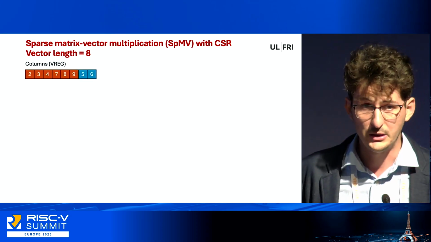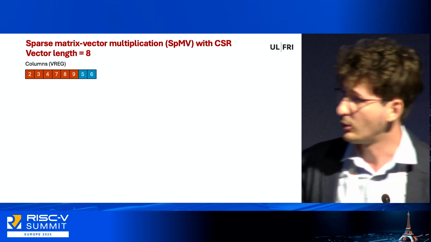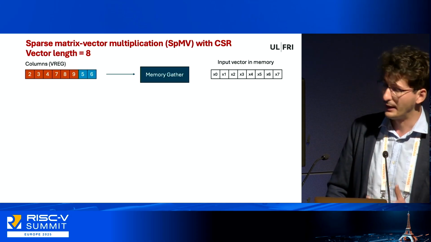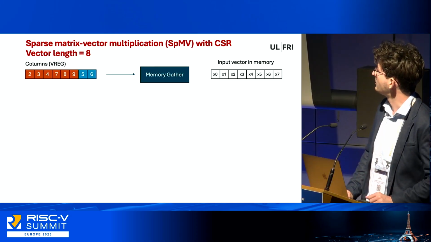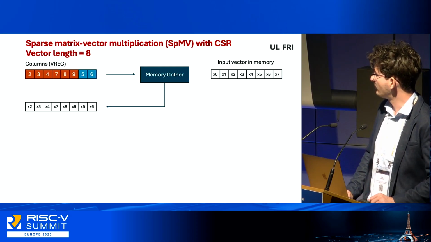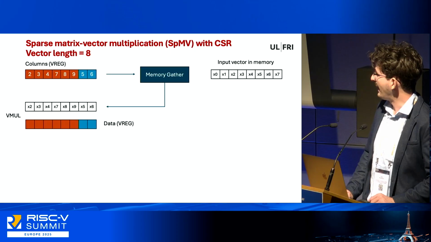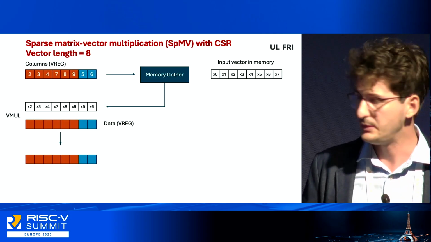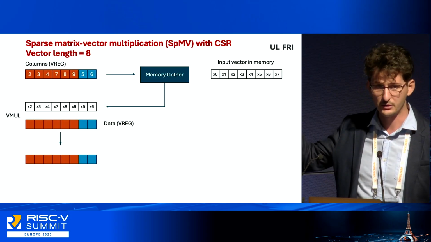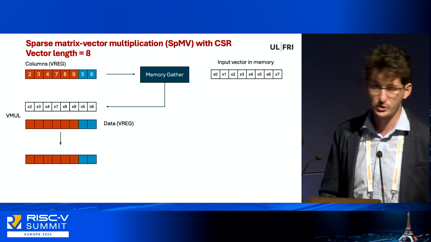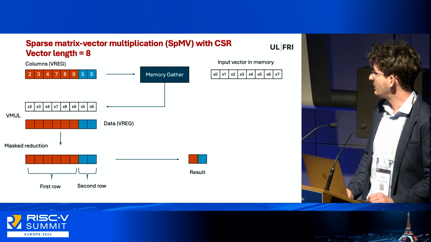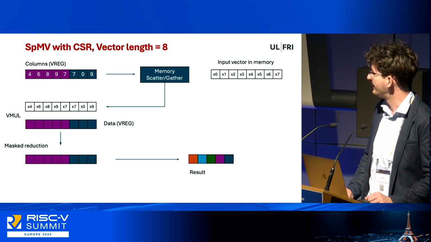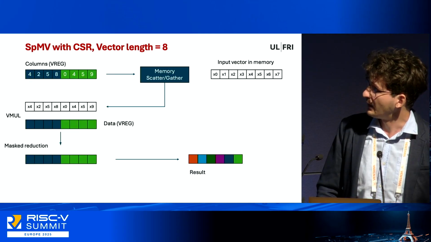So first, we use the information about the column indices as input to the memory gather operation to collect the elements from the input vector. Then we collect them in the vector register, multiply, and then we use a masked reduction. This needs to be done because some portions of the vector belong to one row, some portions belong to the other row. And then at each iteration we are getting one element at a time. And this is how it's done.